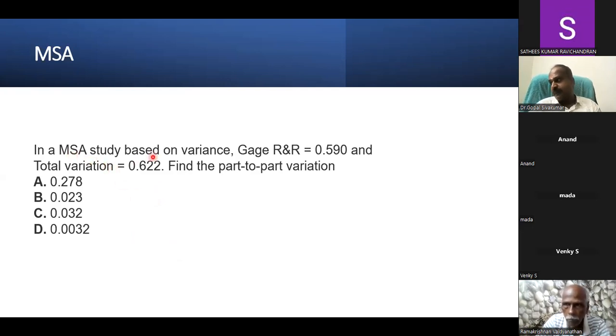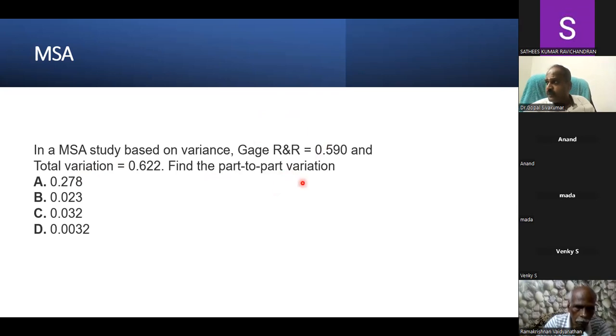In an MSA study based on variance, gauge R&R is 0.5, total variation is 0.6. Find the part-to-part variation. Please all of you understand: total variation is always equal to part-to-part variation plus measurement variation. Are you listening to me? Now what is given? Total variation is given. Measurement variation is given.